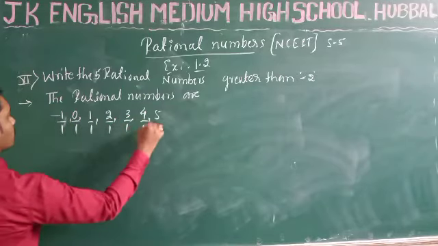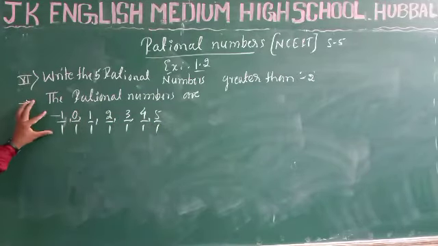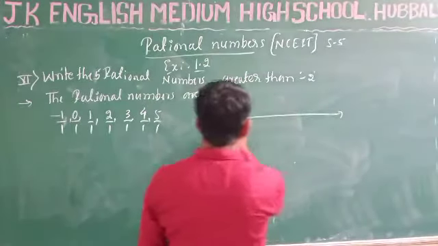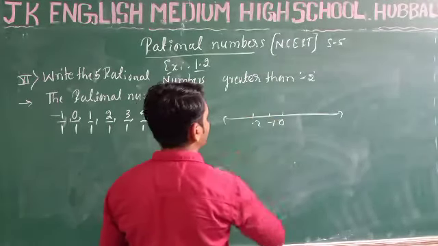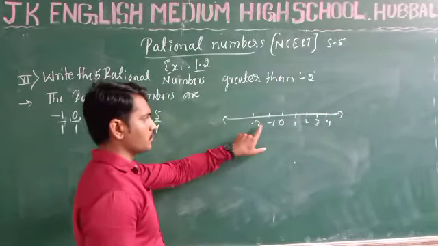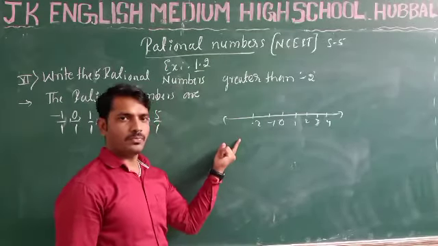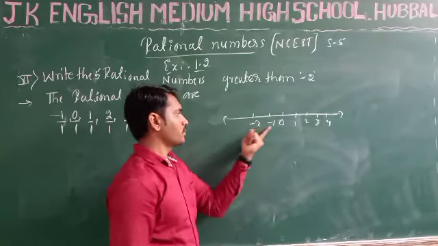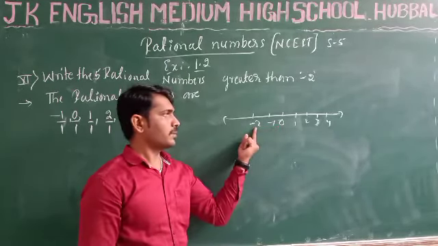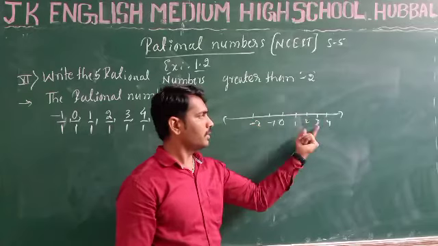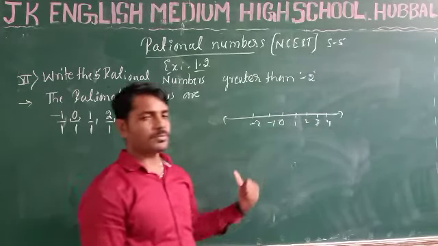We can write 1, 1 because the rational number is in the form of a by b, but b is not equal to 0. That's why in a number line, 0, -1, -2, 1, 2, 3, 4 will come. Correct? So -2. While coming right to the left, the value of the number will decrease. That's why -1 is more than -2. 0 is more than -2, 1 is more than -2, 2 is more than -2, 3 is more than -2, 4 is more than -2.